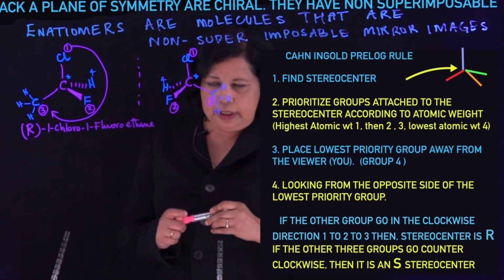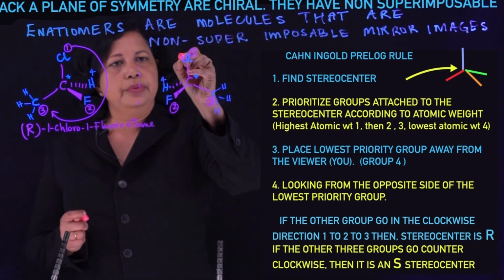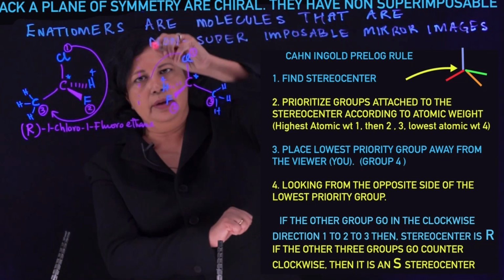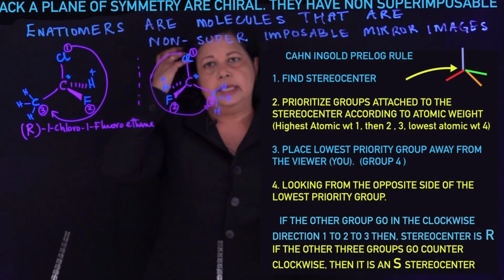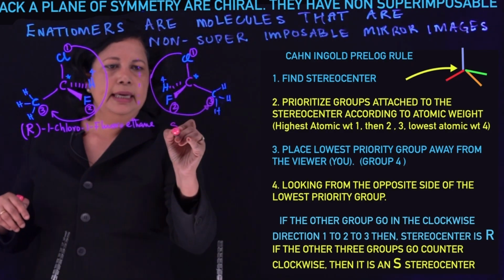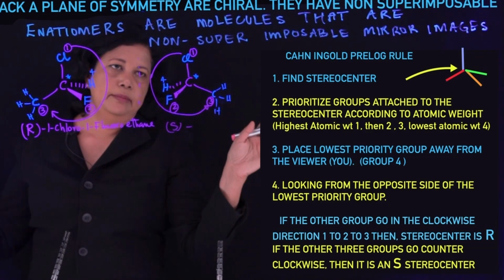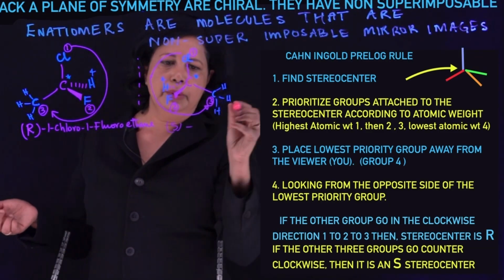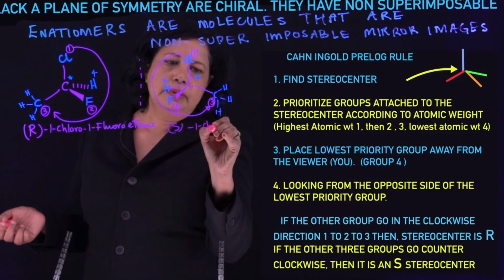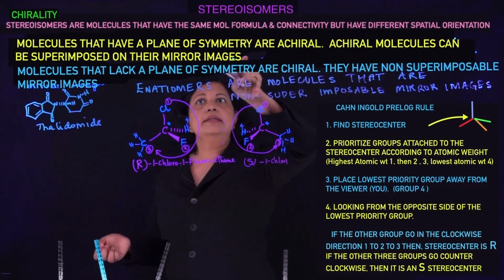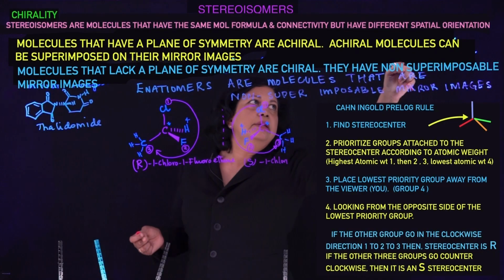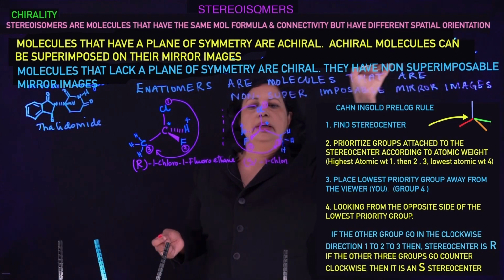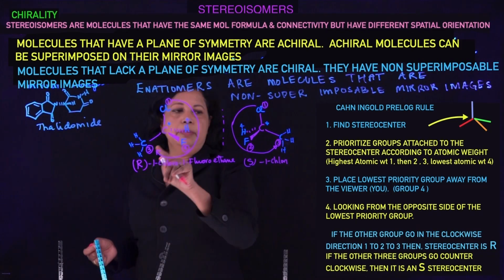Over here, then you're going to do 1, 2, 3. You're going to make a left turn on the freeway. All right. That's going to be an S. And the name is going to be the same. 1-chloro, 1-fluoroethane. So the names are going to be the exact same because their connectivity and the molecular formula are all the same. Only thing is the spatial orientation, and that we denote by R and S.